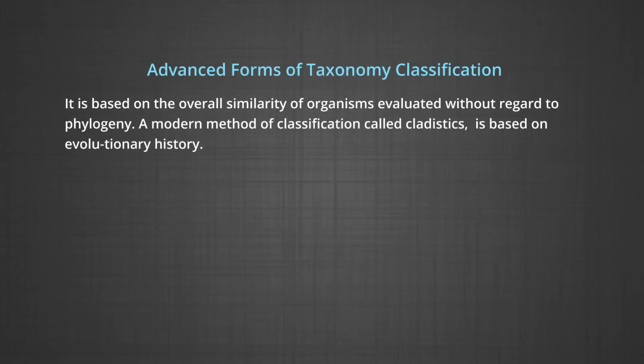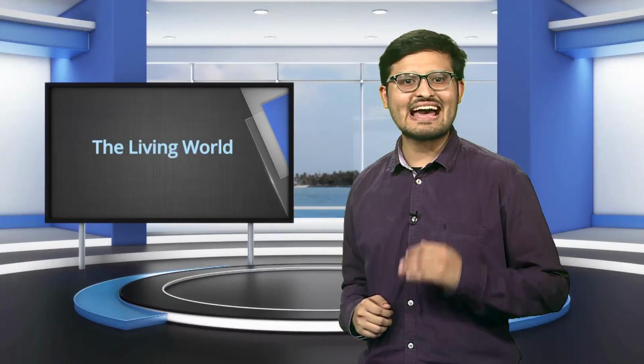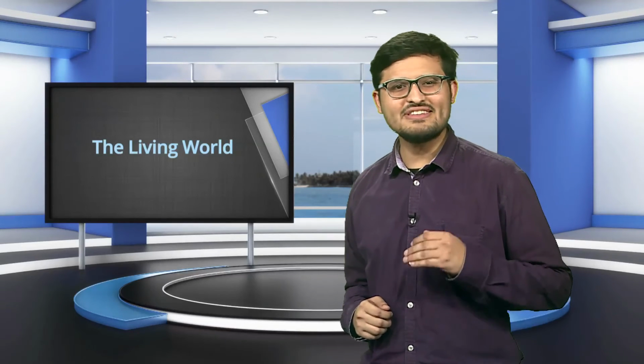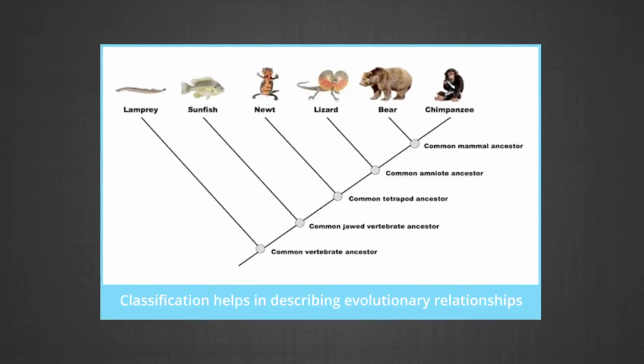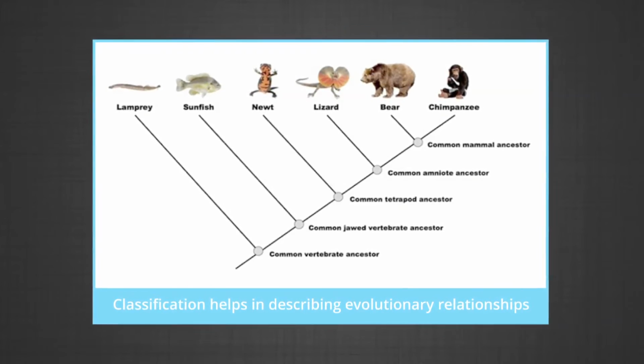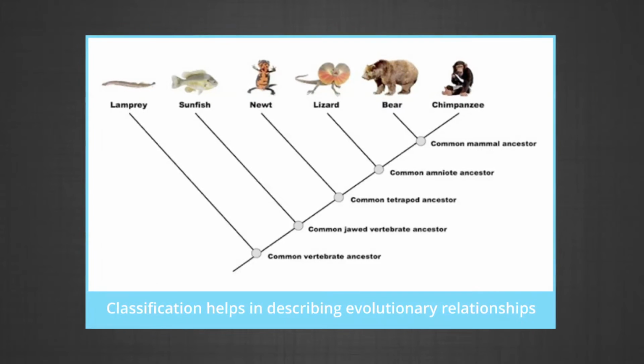Advanced forms of taxonomy: phenetic classification. It is based on the overall similarities of organisms evaluated without regard to phylogeny. The modern method of classification, called cladistics, is based on evolutionary history, arranging organisms on the basis of their shared, similar, or derived characters that differ from ancestral characters, and will produce a phylogenetic tree called a cladogram. The phylogenetic tree is also known as a genealogical tree or a dendrogram. Systematics is the branch of biology concerned with reconstructing phylogenies and with naming and classifying species.